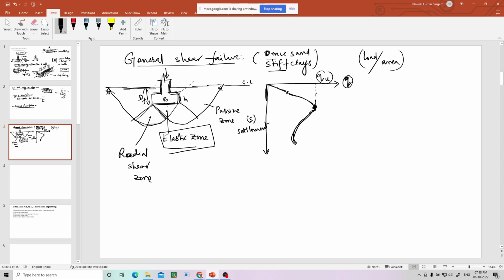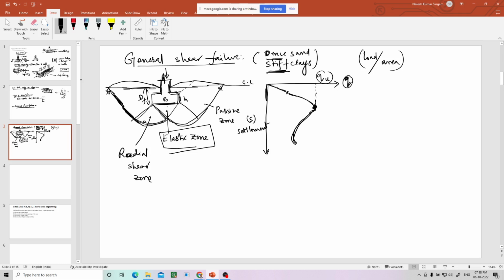Then at the failure, at this qu, there will be heaves formed at the sides of the footing. Heaves means the soil gets lifted up at this portion. So whenever you apply load on the footing in dense sand and stiff clays, what happens, these are called failure surfaces. This is the failure surface.